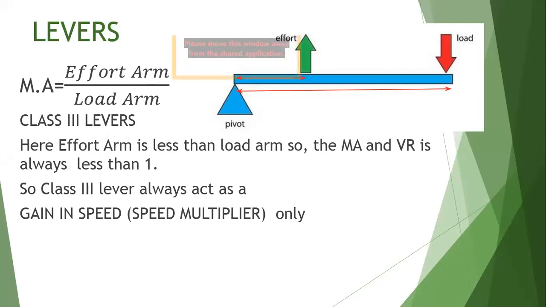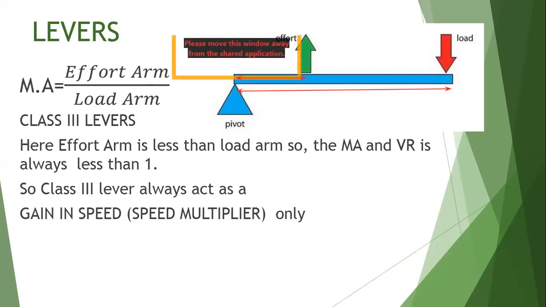In class 1, the fulcrum is in the middle. Not necessarily at the center, I mean to say in between. In class 1, you will find the fulcrum is in between the load and the effort. In class 2, you find the load is in between the fulcrum and the effort. And in class 3, you will find that the effort is in between the fulcrum and the load. So this is a very simple way to remember which one is class 1, which one is class 2, and which one is class 3.